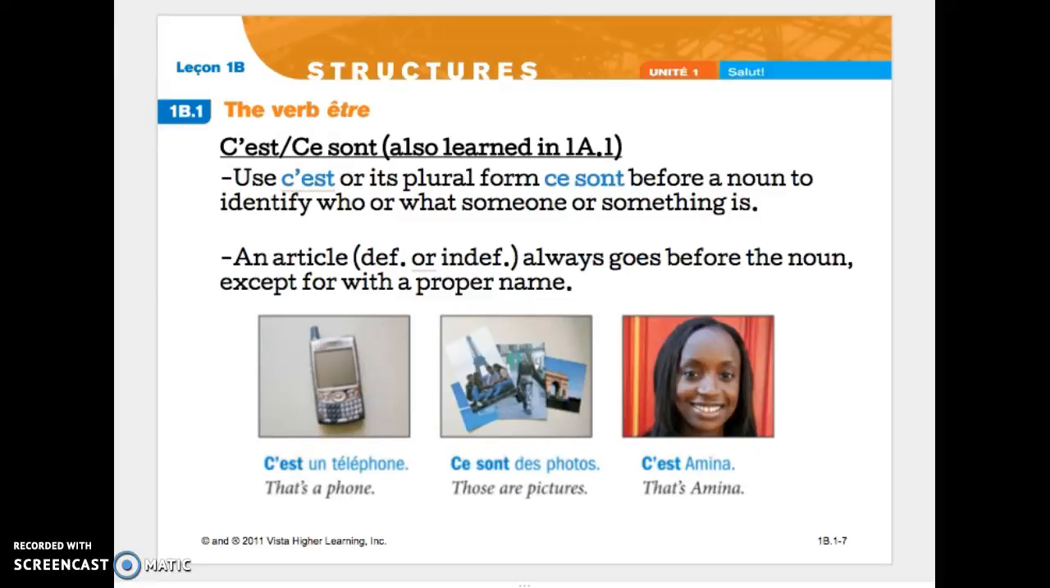In 1A.1, you learned a little bit about c'est and ce sont. These are conjugations of the verb être, which are now coming back into play. You use c'est or ce sont before a noun to say what something is. So an indefinite article or a definite article would be going before the noun, except with a name. It's a telephone. These are pictures. That's Amina. So est and also sont are different forms of the verb être.